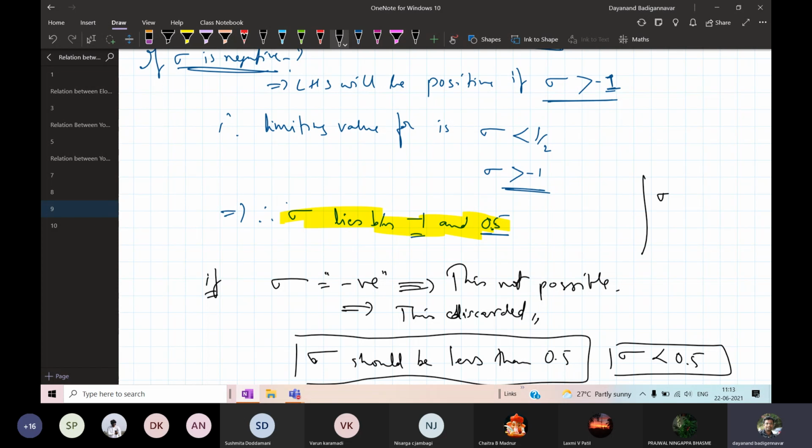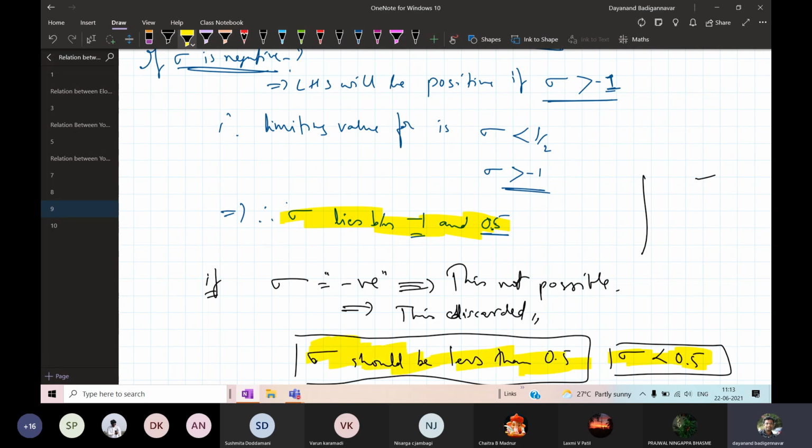What is sigma? Sigma is beta by alpha: the lateral strain coefficient divided by the longitudinal strain coefficient. So it gives one of the properties of the material. When designing a material, all these factors will come into the picture. So this is the case that we have studied for elasticity.